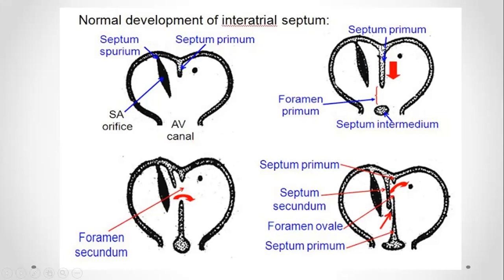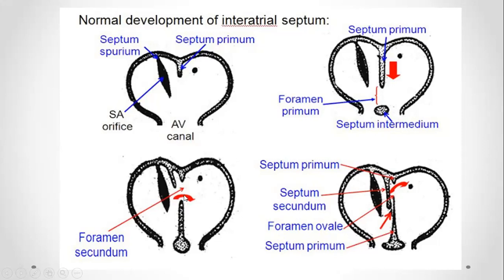Now if you see here, this arrow shows the septum developing downwards from above. Now what happens? This septum gets separated from above and goes and gets attached to the septum intermedium. If you see here, this is the septum intermedium. The septum primum has joined with the septum intermedium. So now the foramen primum has disappeared.